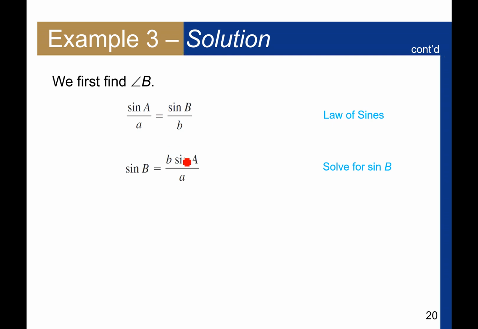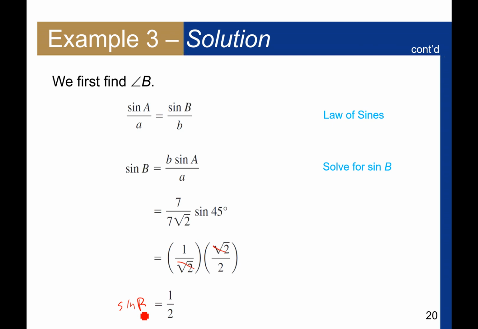So again, side B times the length of the side of angle A divided by the length of side A. Again, all we're doing here is multiplying both sides by B, so we can get rid of that and get the angle measure by itself. Substitute the stuff in, crunch the numbers. Oh, isn't that nice? 7 over 7 square root of 2 times square root of 2 over 2, those will cancel each other out. But keep in mind that this is the sine of angle B.